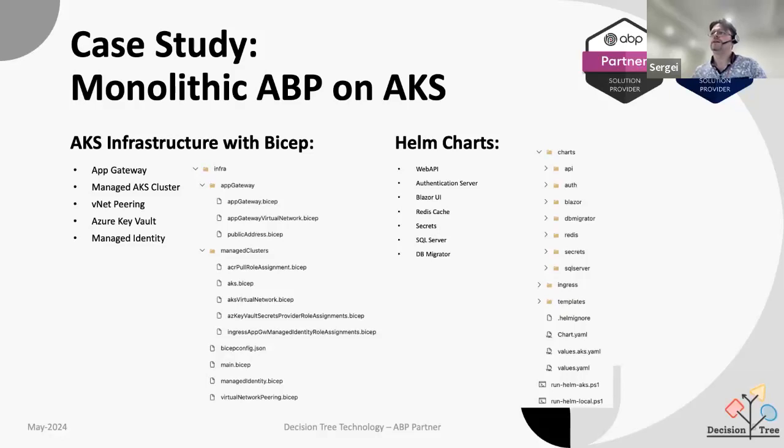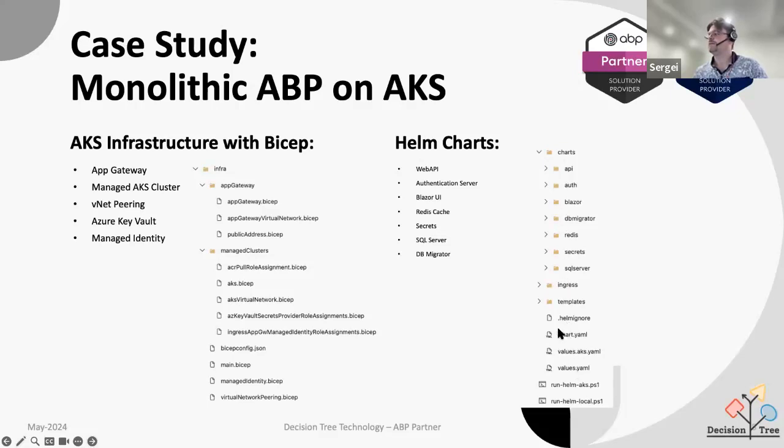Let's look at one example of deployment of a monolithic ABP application on Azure Kubernetes Service. What you see on the left side are Bicep files, and they define an Azure cluster automatically, and we execute these files as part of a CI/CD pipeline. On the right side, you can see Helm charts, a set of files.